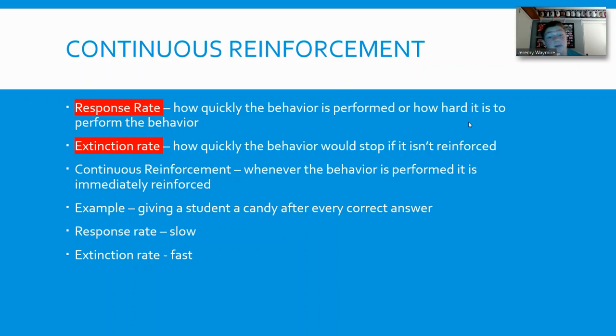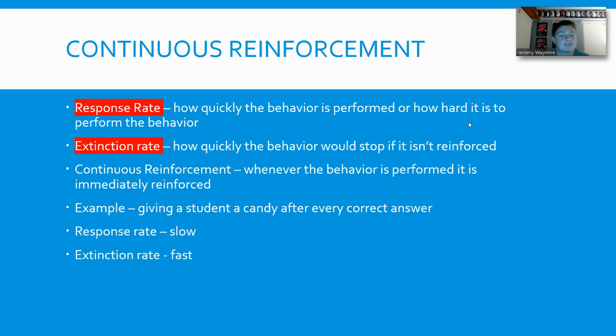This is whenever the behavior is performed, it's immediately reinforced. So the example I used in this slide was giving a student candy for every correct answer. In Skinner's box, it was the rat gets a food pellet every time it pulls the lever. The response rate for this one is slow, meaning the behavior is performed often and it isn't that hard to perform.